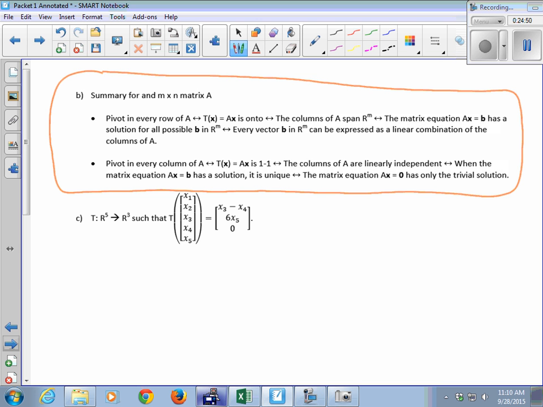A pivot in every column tells you that T of x equals Ax, the linear transformation, is 1-to-1. It tells you that the columns of A are linearly independent. It tells you that when the matrix equation Ax equals b has a solution, it is unique, which is the same thing as saying 1-to-1. And it tells you that the matrix equation Ax equals 0 has only the trivial solution. That was the definition of the columns being linearly independent. So however I ask you the question, it almost always comes down to: is there a pivot in every row, or is there a pivot in every column?